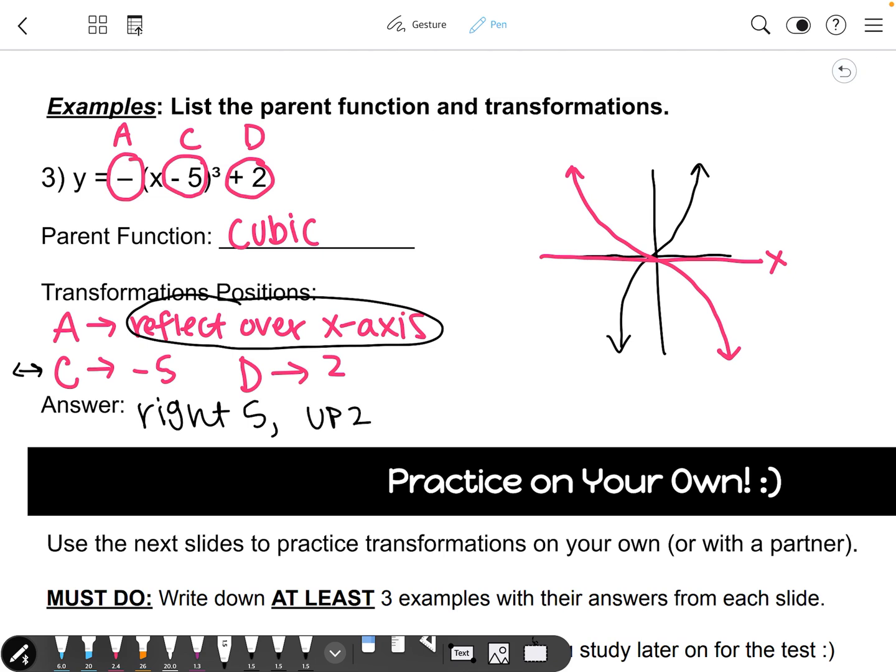And then the D value moves up and down, so I'm doing the same thing, so I am moving up 2. If I wanted to transform my graph, I could now take it and I could move it to the right 5, 1, 2, 3, 4, 5. I could move it up 2, 1, 2, and here is my new graph. Isn't that fun, you guys?